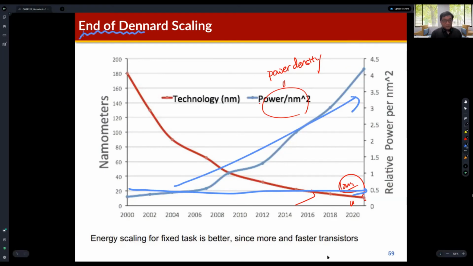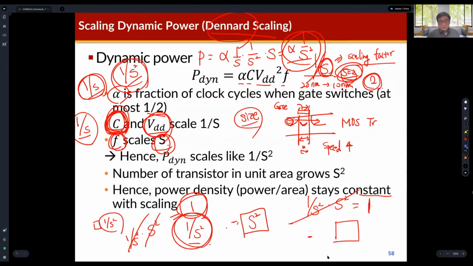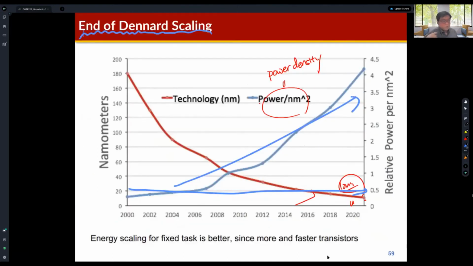End of Dennard scaling. The problem is that in Dennard scaling, we just focus on the dynamic power consumption. So what is the dynamic power? Dynamic power means that when a CPU is working, power is consumed. The amount of consumed power is called the dynamic power consumption. So if we just consider the dynamic power, then the power density of the dynamic power consumption is constant.